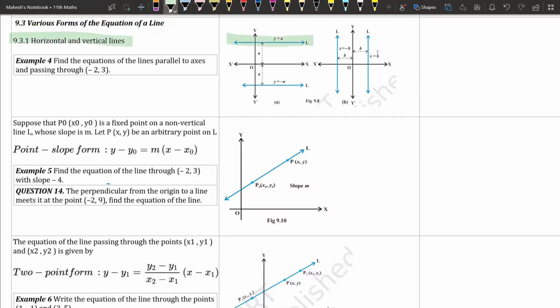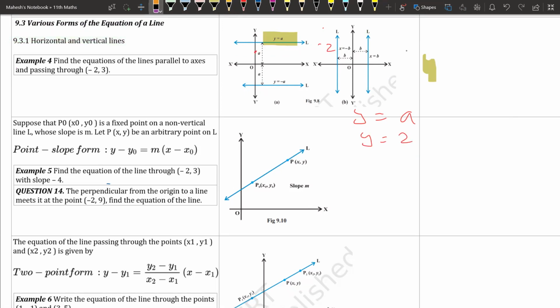Horizontal lines mean a line which is parallel to the x-axis, and a vertical line means a line which is parallel to the y-axis. So the general equation of a straight line which is parallel to the x-axis is y equal to some constant, say a. For example, if I draw a line parallel to the x-axis passing through the point (2, 0), then the equation of the line will be represented by y is equal to 2, right?